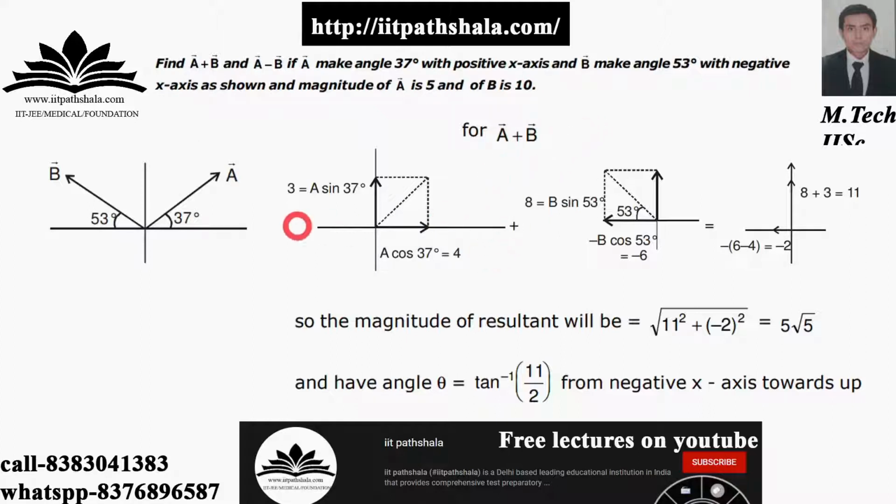So what I have done is I've resolved my a vector as follows: a cos 37, a sin 37. Then I've resolved my b vector as follows. Then I have added them up appropriately. So I'm left with 8 plus 3 equal to 11, and 6 minus 4, which is minus 2. Okay, do this for me, guys. Now the magnitude will be nothing but this square plus this square.